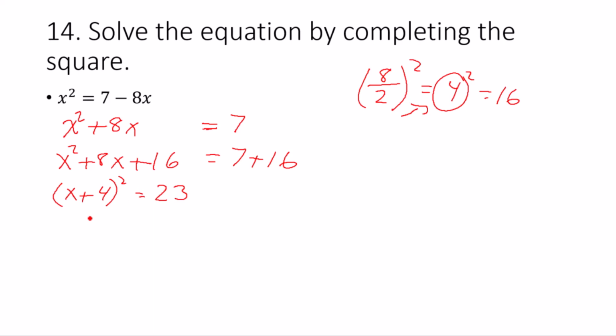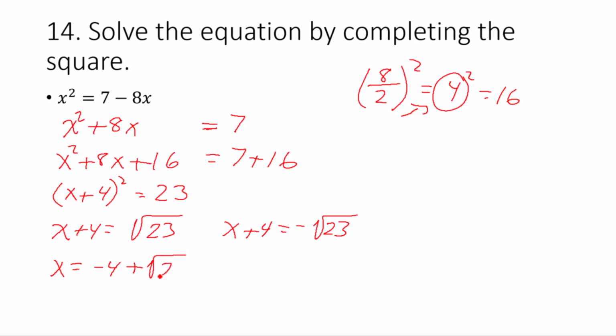Oh well, keep going. X plus 4 equals the square root of 23. And also don't forget x plus 4 equals the opposite or negative of the square root of 23. And we're almost there. Subtract 4 from both sides. One of our solutions is negative 4 plus the square root of 23. The second solution, you already know, is negative 4 minus the square root of 23.